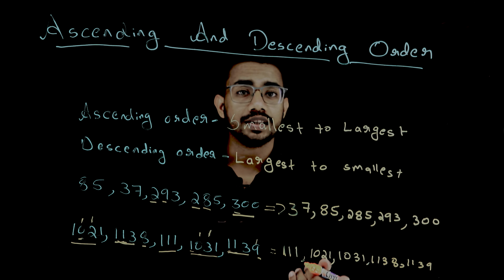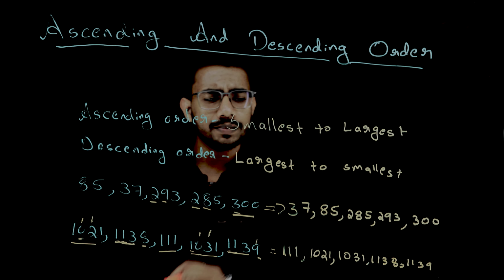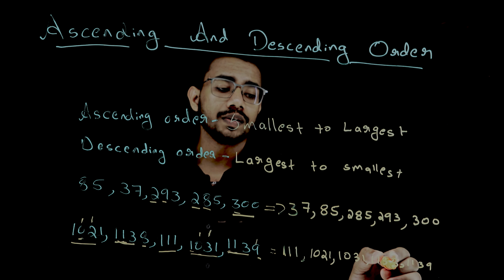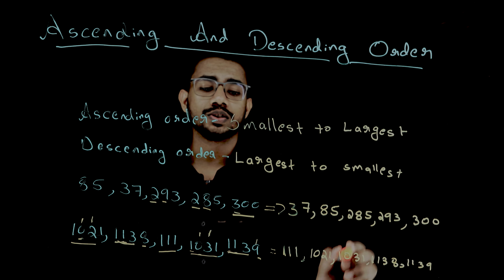And if you need to find the descending order, we just have to flip the numbers. That is, we have to start writing from 1139, 1138, 1031, 1021 and 111.